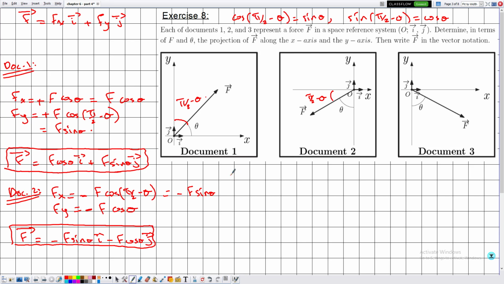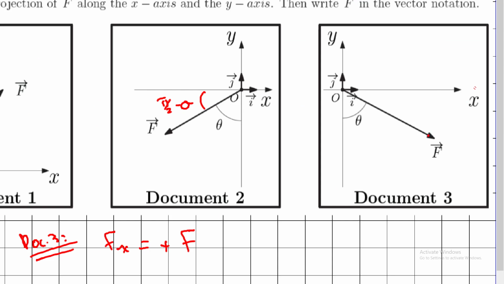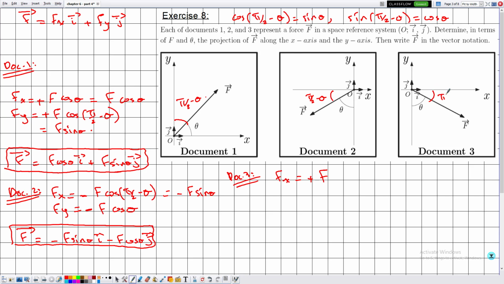Now as for document 3, fx is equal to either a plus or minus sign, depending on whether f is pointing in the same or opposite direction. It's pointing in the same direction, so it's plus, multiplied by the magnitude, which is f, times cosine of the angle between the x-axis and the force f, so this is pi by 2 minus theta. Cosine pi by 2 minus theta, so this is equal to f sine theta.